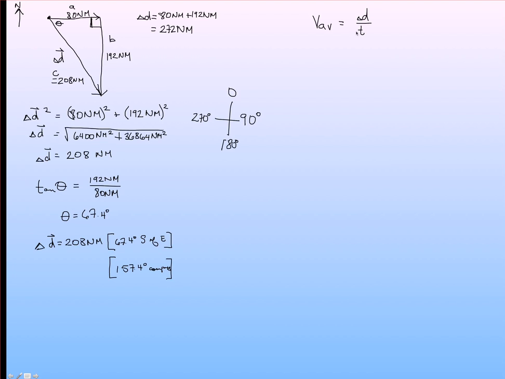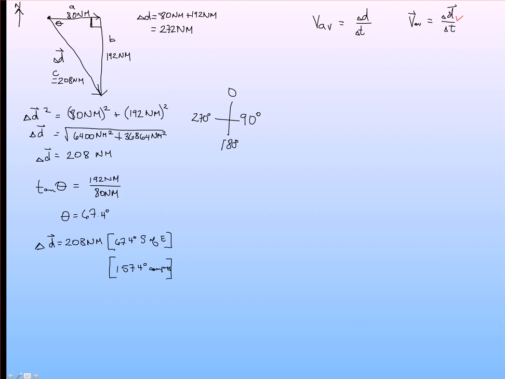Average velocity, which equals displacement over time. Now, we're asked to find average velocity. If we are to do that, then we need displacement, which we just found: 208 nautical miles in one of these directions, those directions being the same as each other. So we have that.